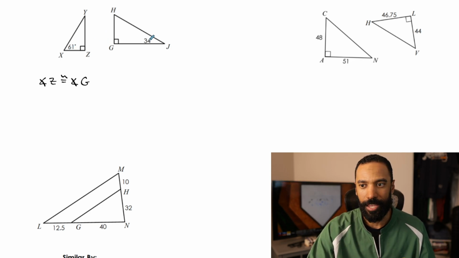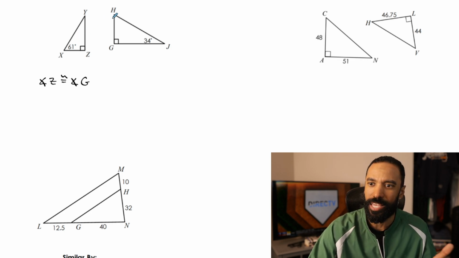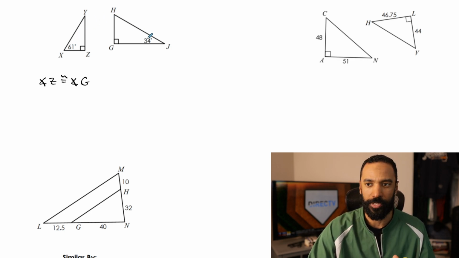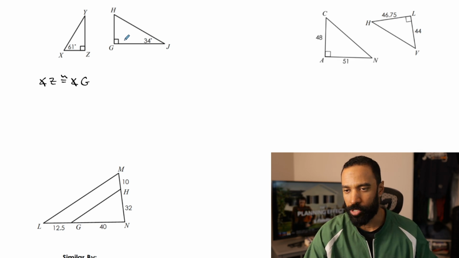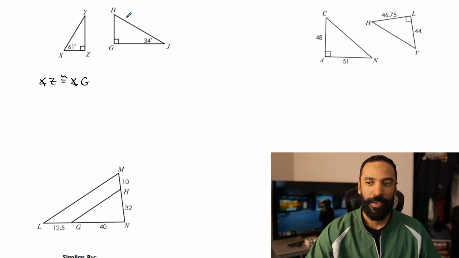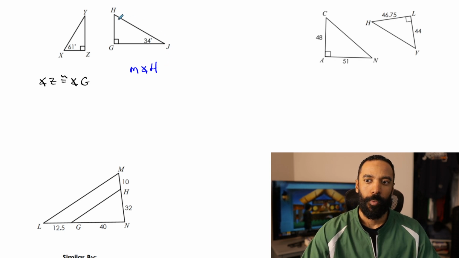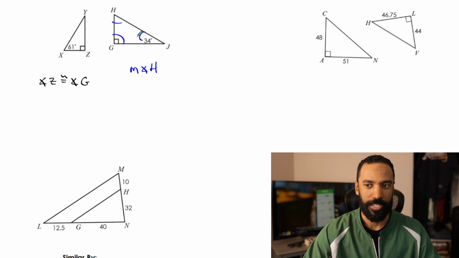Is angle X congruent to angle J? No, you see that angle measures clearly not congruent, but is angle X congruent to angle H? Is angle Y congruent to angle J? Remember, angle measures are preserved in similar triangles. Can we figure this out? Sure. Let's find out the measure of angle H. Let's see if it's the same as the measure of angle X. How do we find it? Well, this angle plus this angle plus this angle add to 180.